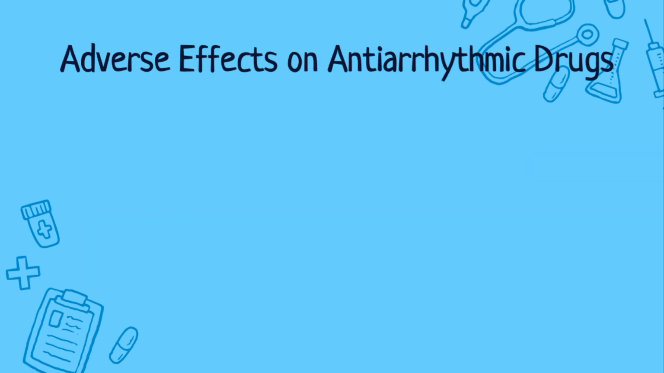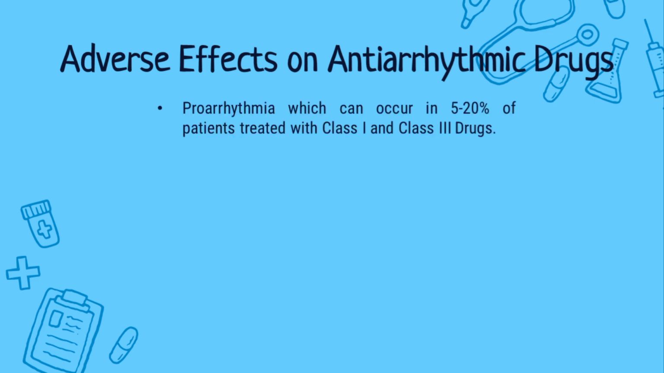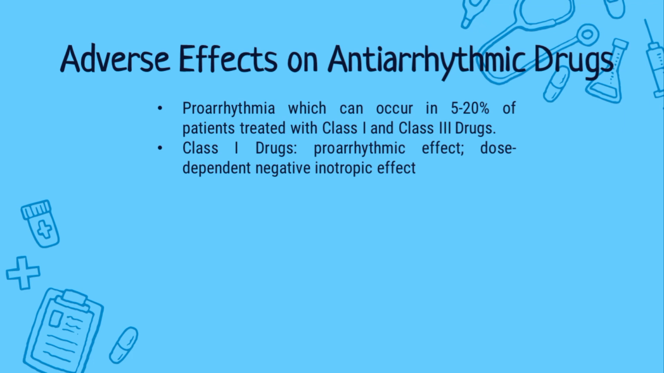Here are the adverse effects of anti-arrhythmic drugs. One of the most common and serious adverse cardiac effects is proarrhythmia, which can occur in 5 to 20% of patients treated with class 1 and class 3 drugs. For class 1 drugs, or the sodium channel blockers, the effects are proarrhythmic effect and dose-dependent negative inotropic effect. For subclass 1A, especially quinidine, it is torsades de pointes, meaning twisting of the points. This usually occurs within the first week of therapy.